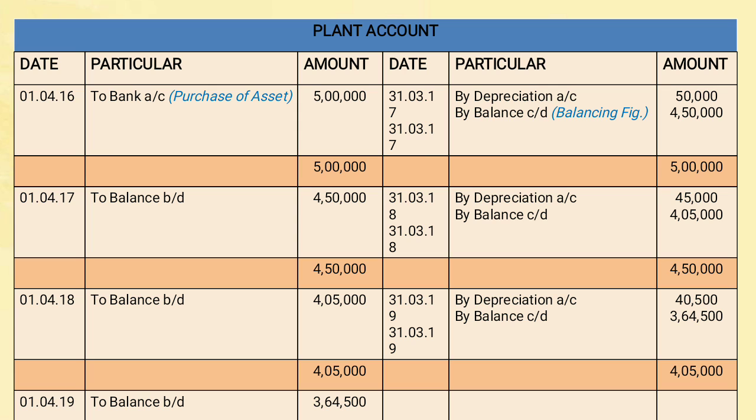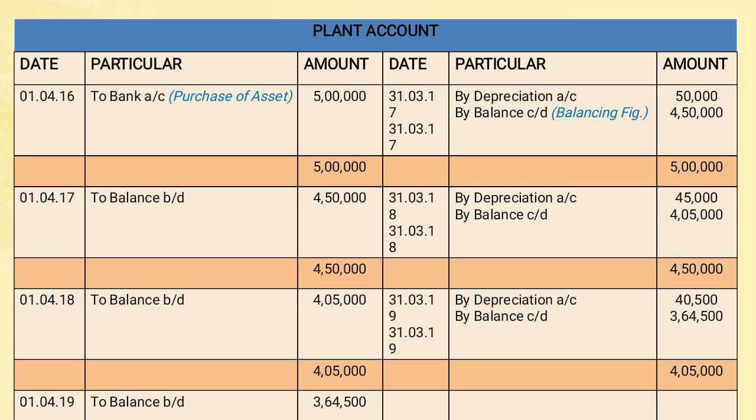In the second year we are not going to purchase, but we have to charge depreciation. In the second year we pass an entry, that is depreciation account debit 45,000 to plant account 45,000, and this 45,000 we transfer to P&L, so profit and loss account debit to depreciation account amount rupees 45,000. In the third year, again we pass that entry, depreciation account debit to plant account 40,500, and we transfer that to profit and loss, so profit and loss account debit to depreciation account 40,500.